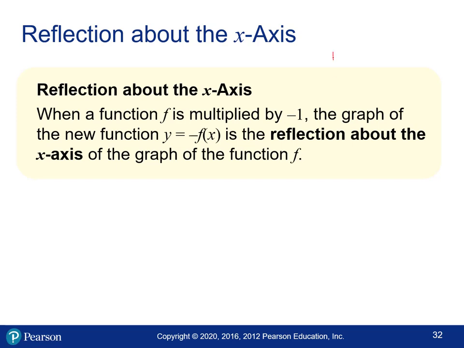So then we have this transformation to add to our list, and it is a reflection across, or about, the x-axis. So pretty much if you see a minus sign in front of your function like this, you're multiplying by a -1, and so your graph is getting reflected, or you could say flipped, about the x-axis.